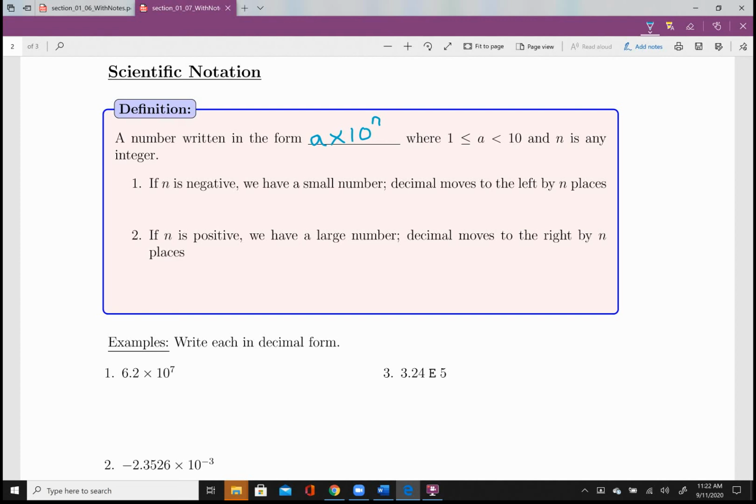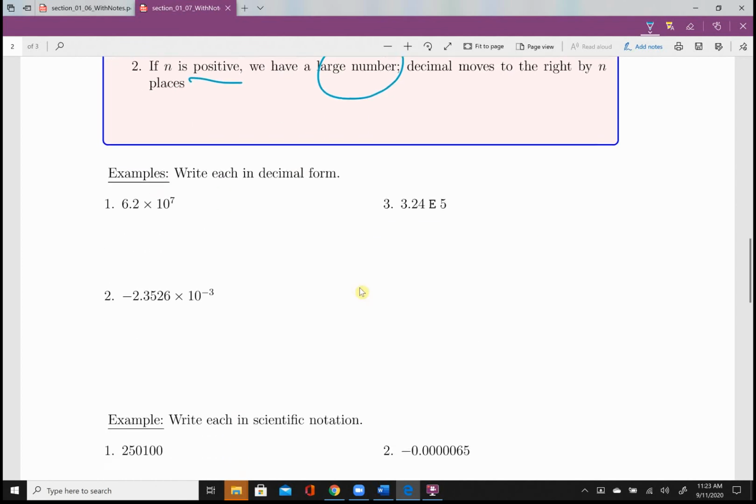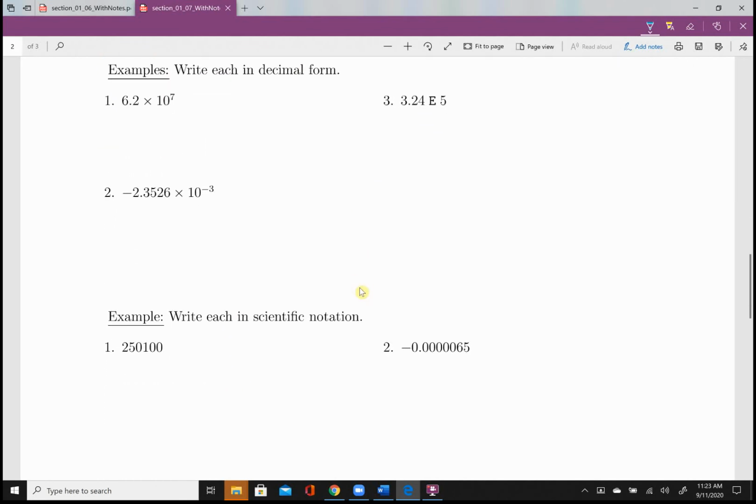N is an integer. It could be positive, it could be negative. If it's negative, we have a small number, right? And the decimal moves to the left by n places. And if n is positive, right, then we have a large number. That's the most important conceptual thing that I can highlight here. So let's go ahead and just dive into some examples in which we do some conversion.